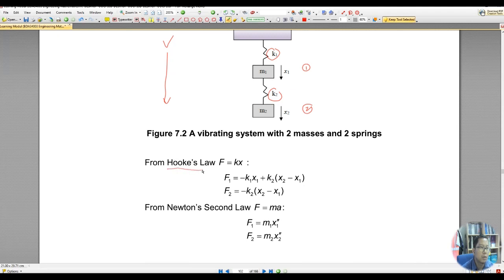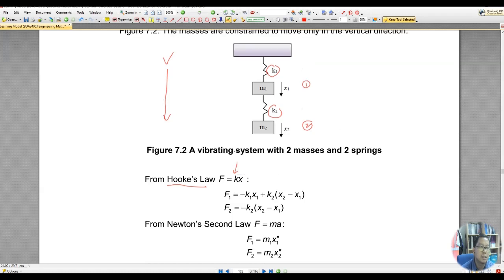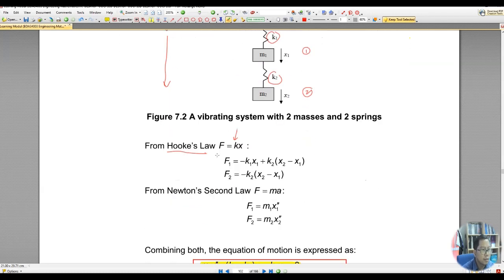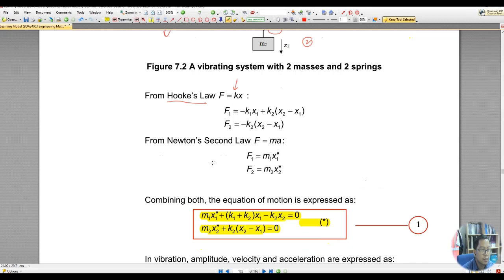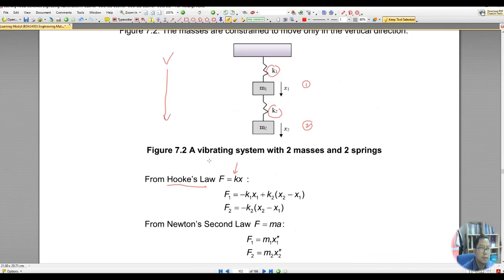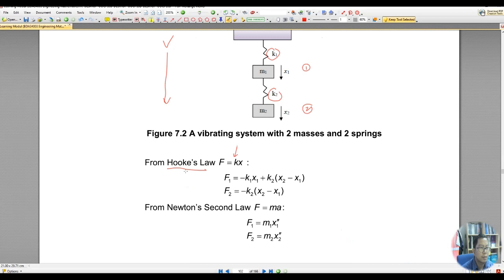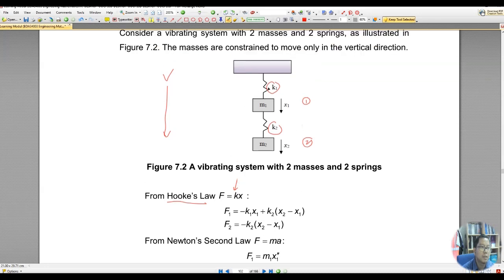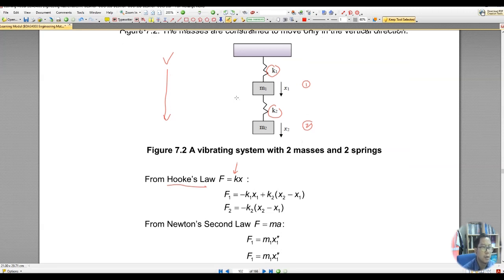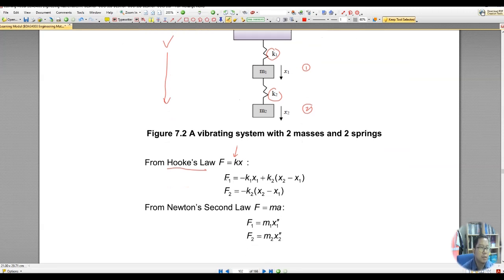Okay, from Hooke's law, we get F equal to Kx, where x is the displacement and k is the constant of the springs. Different k refers to different types of spring. And we have 2 masses here.